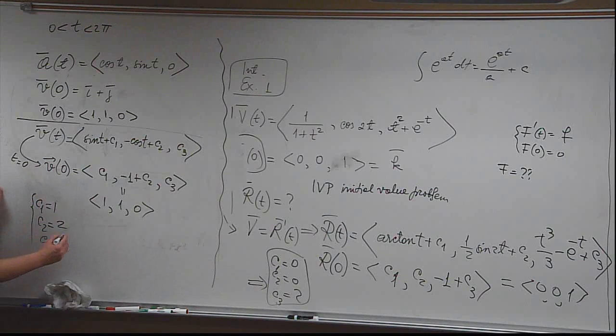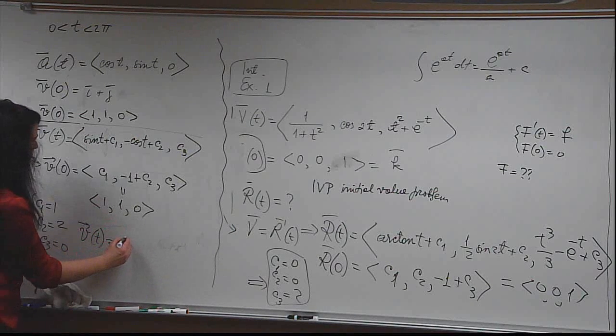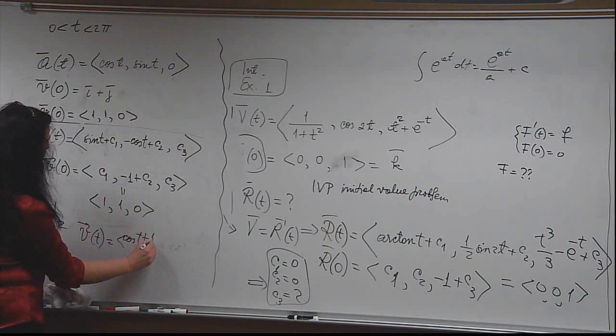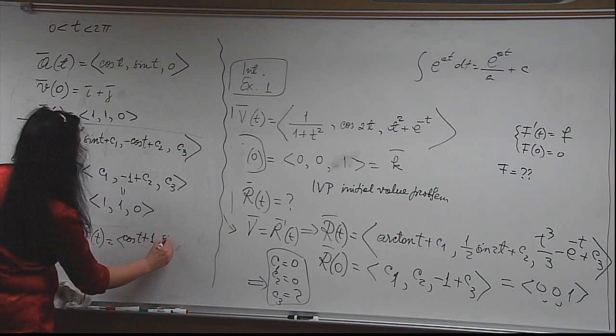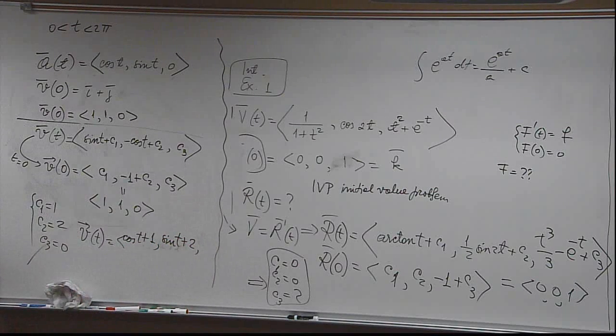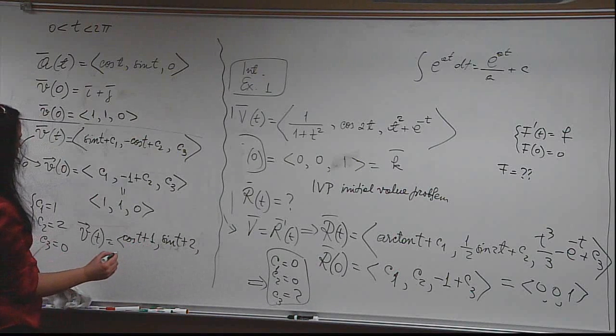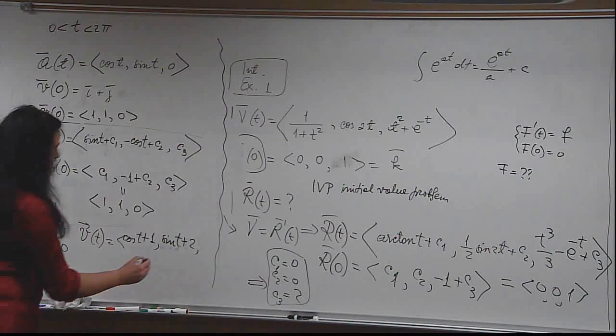So let me replace it. I say the answer will be cosine t plus 1, sine t plus 2, and the constant 0.